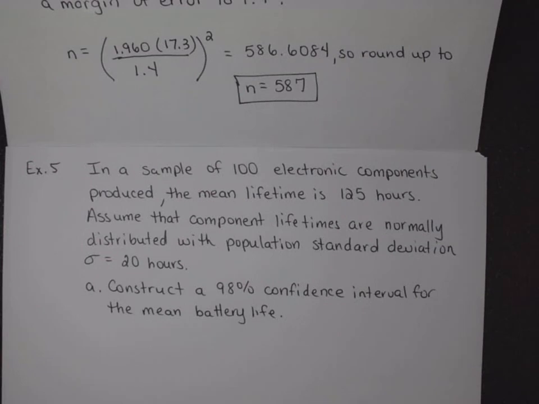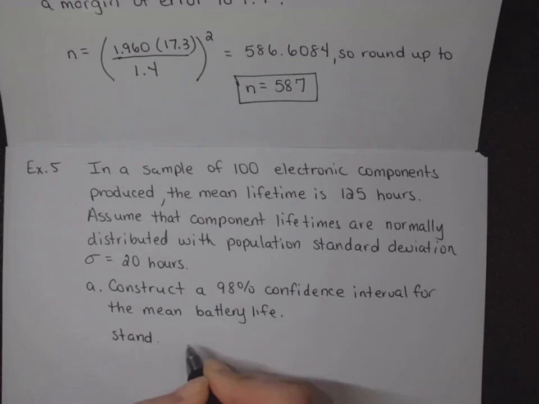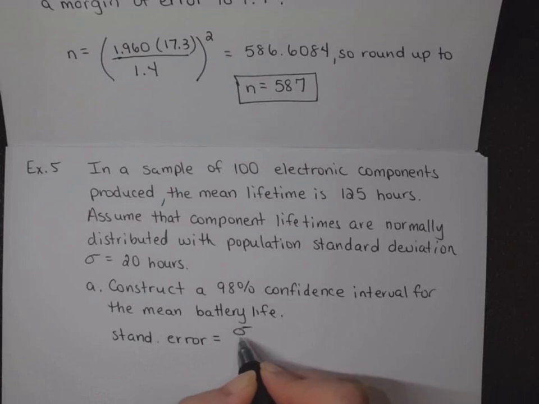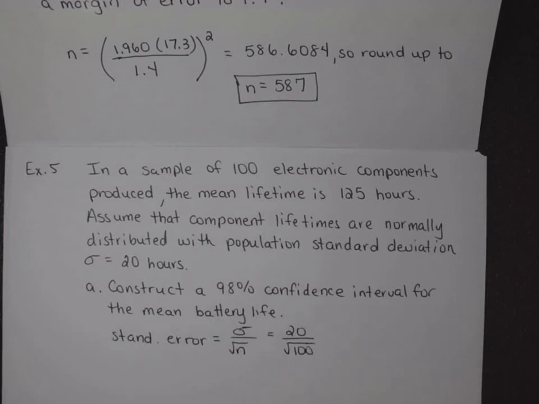All right, but moving on. This one is listed, right? So we're going to need to find the standard error. The standard error is going to be sigma over the square root of n. So it's going to be 20 over the square root of 100. So we end up just getting 2 there, right?